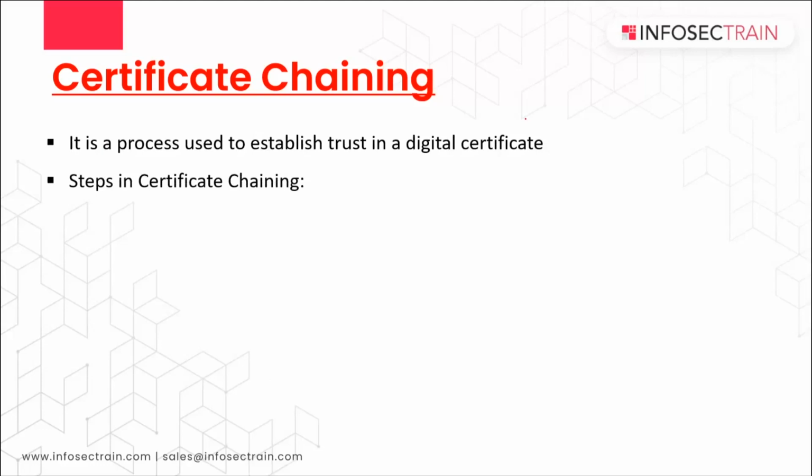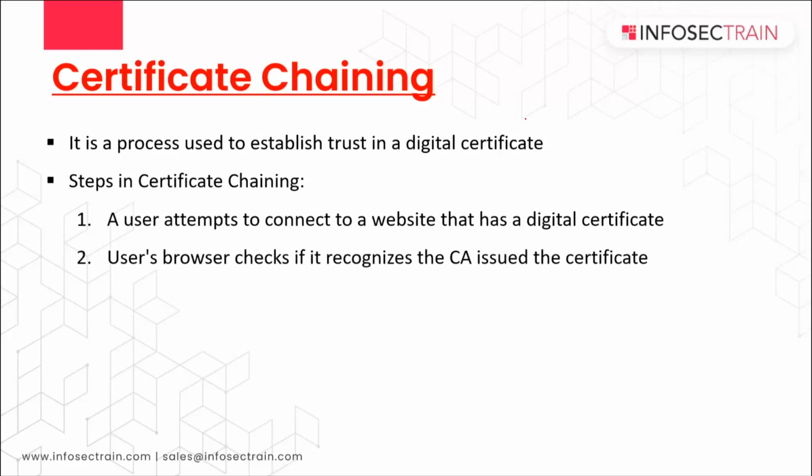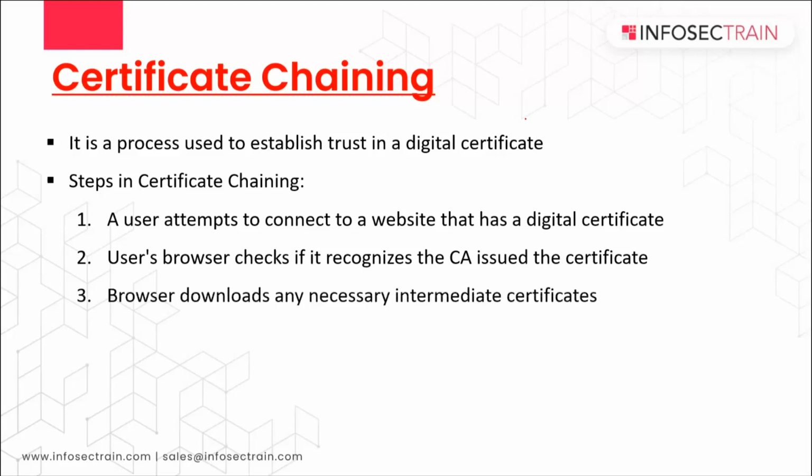The first step is that a user attempts to connect to a website or server that has a digital certificate. The second step is that the user's browser checks if it recognizes the CA that issued the certificate. Then the browser downloads any necessary intermediate certificates and uses them to verify the authenticity of the certificate chain until it reaches a trusted root certificate.